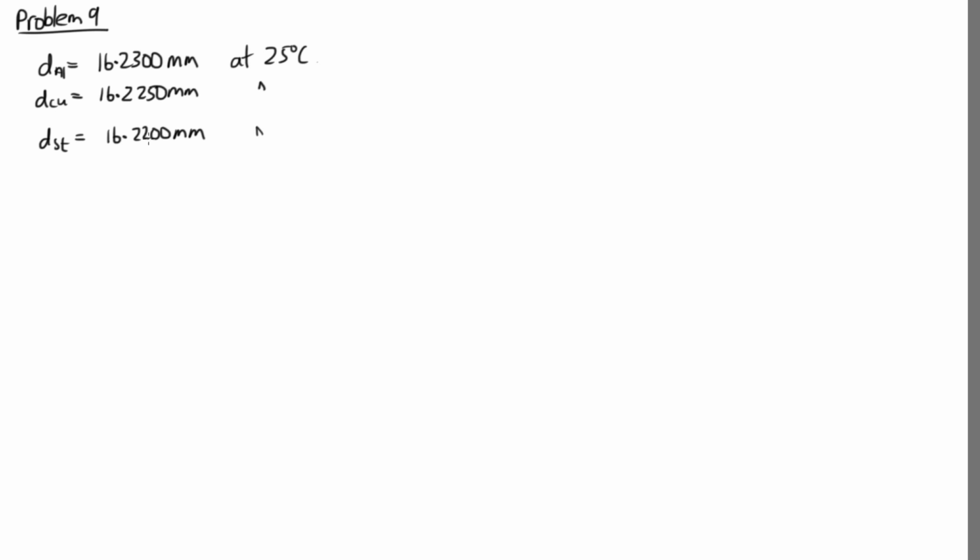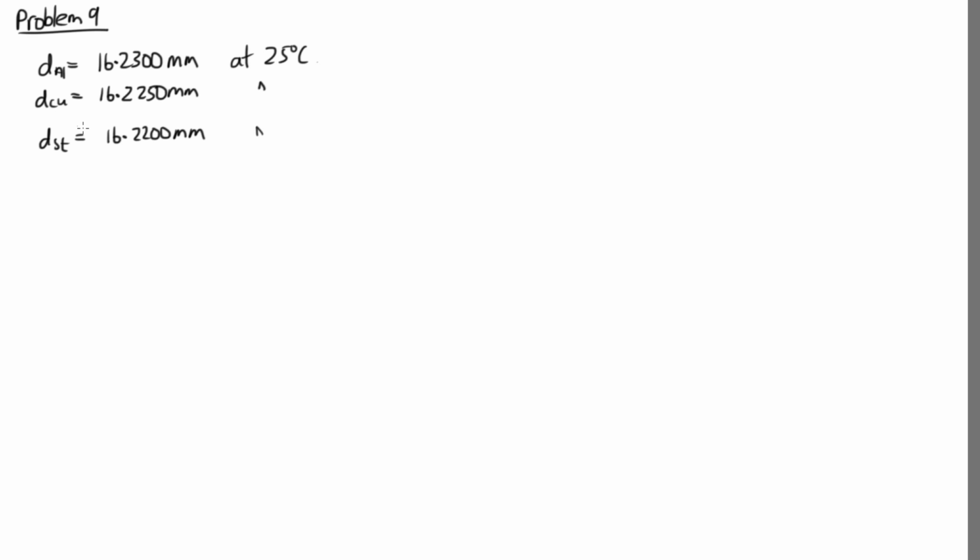So you can see at 25 degrees C, the copper ring and the aluminium rings fit onto the ring stand as their diameters are larger than the ring stand. And the question asks us if the ambient temperature drops by 25 degrees C, so these all now go down to 0 degrees C, do the rings still fit onto the ring stand?